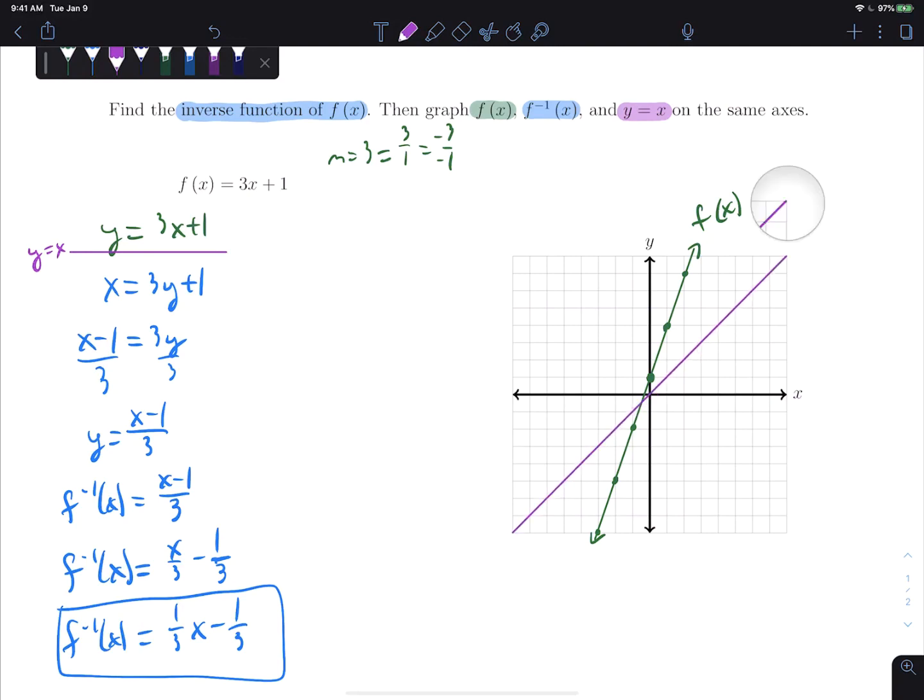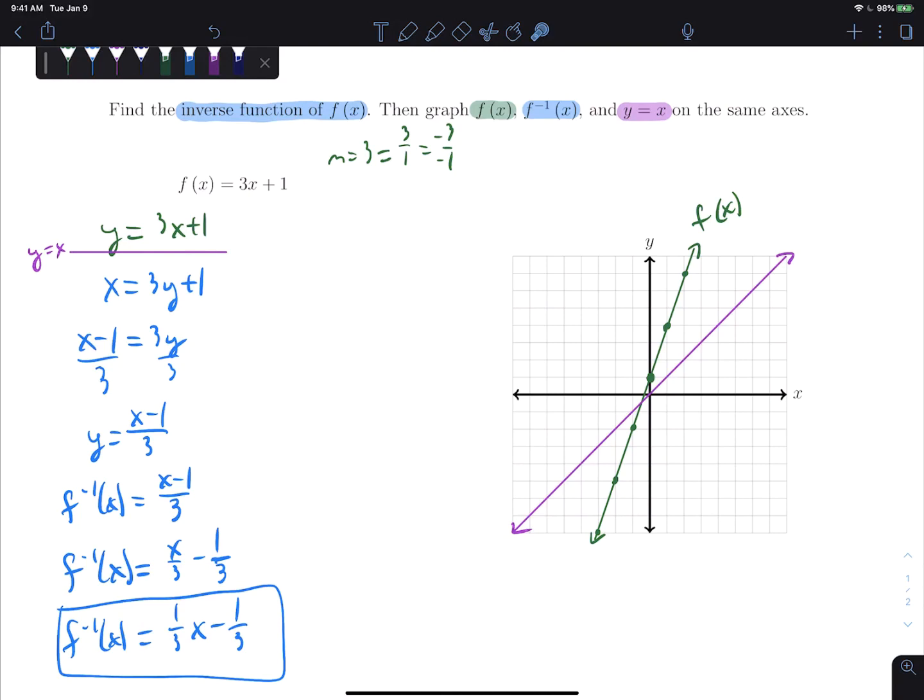Next, let's graph the line y equals x. Fantastic. Now the question becomes, what is the graph of f inverse of x equals 1/3 x minus 1/3? We could put a point here at negative 1/3, and then use the slope of up 1, right 3, up 1, right 3, and so on and so forth. But it's not the best way of doing this.